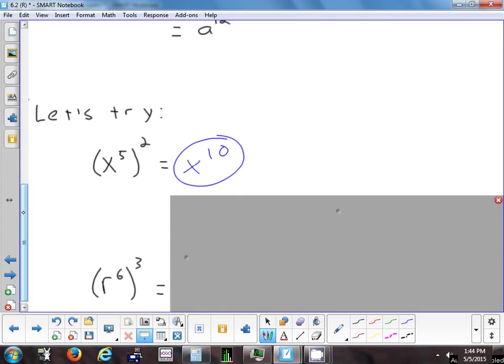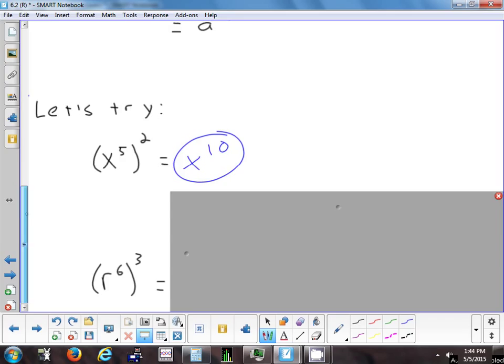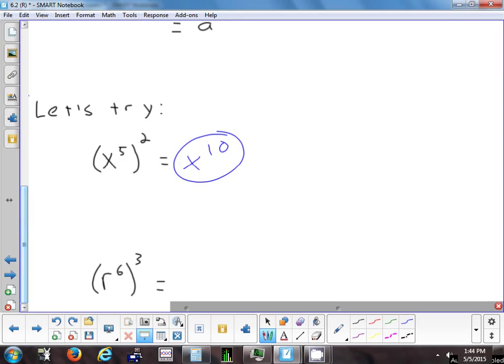So now we're adding in a new rule, another rule you have to know. How about r to the 6th cubed? R to the 18th power. Yep, r to the 18th. Questions on that? The shortcut's going to save us a lot of time because we don't want to have to write this out, r times r, 18 times. That would be the long way to do it.